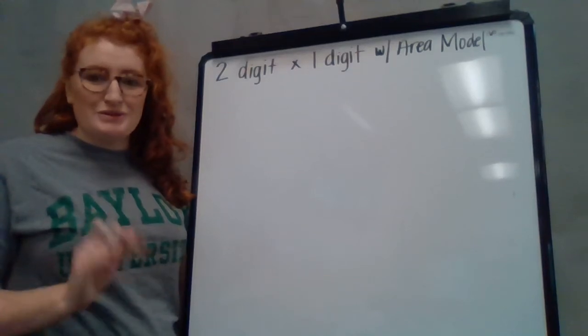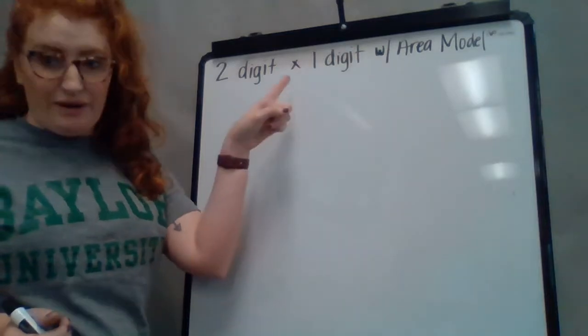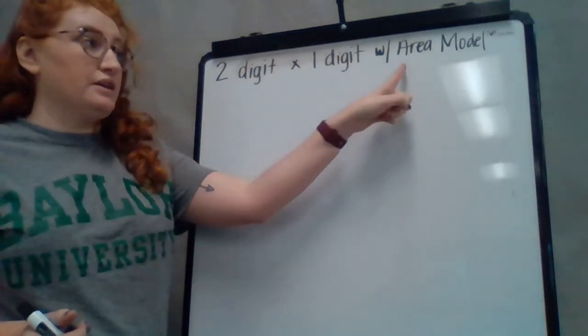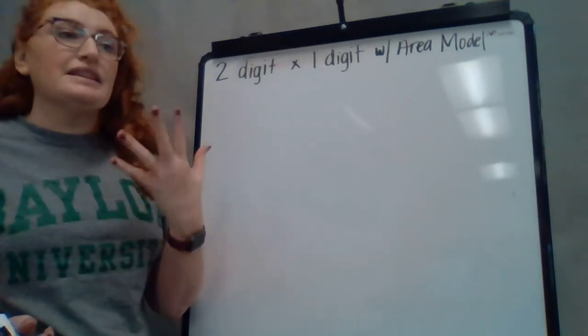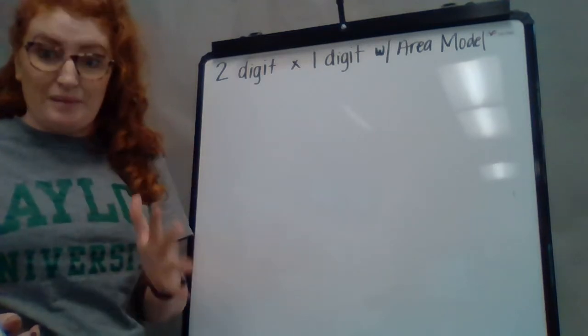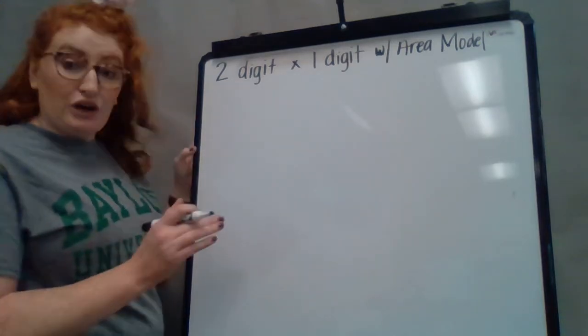Hi, fourth graders. So today we're going to start learning how to multiply two-digit numbers by one-digit numbers. And to do this, we're going to use something called an area model. I don't want you to be afraid of this. This is actually a really helpful way to go step by step and make sure that you're accurate. So here we go.